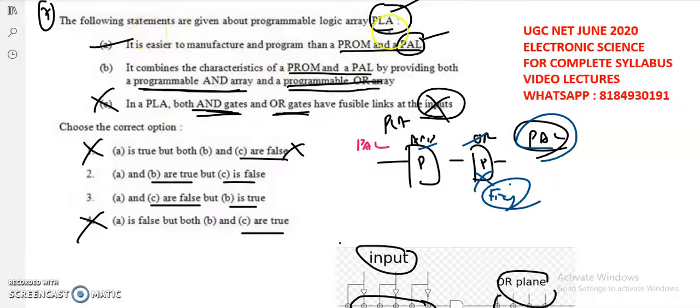PLA is very easy to manufacture and program, compared with the PROM and PAL. So that's why option A is also the correct thing. So A and B are correct, and C is false. So option 2 is the correct one for this question.